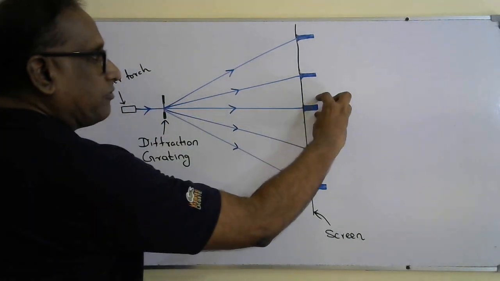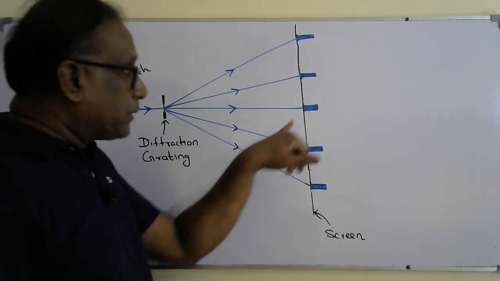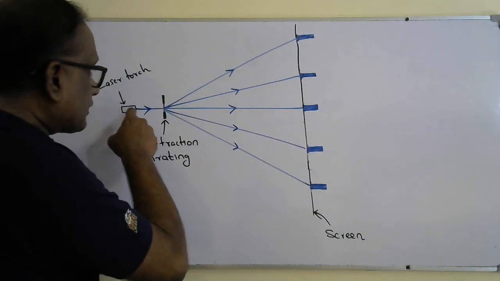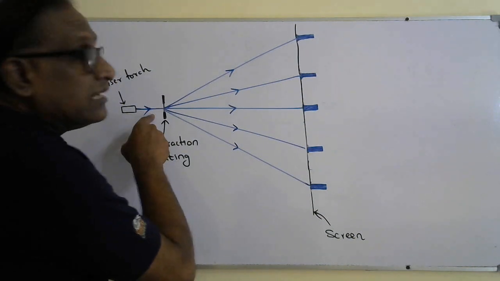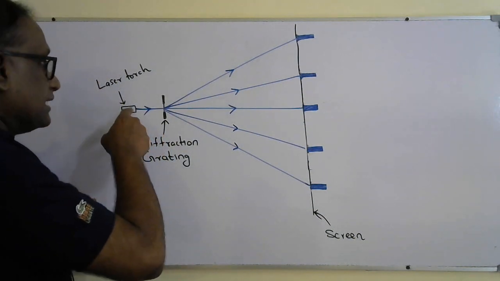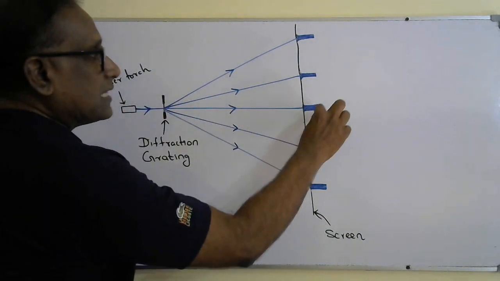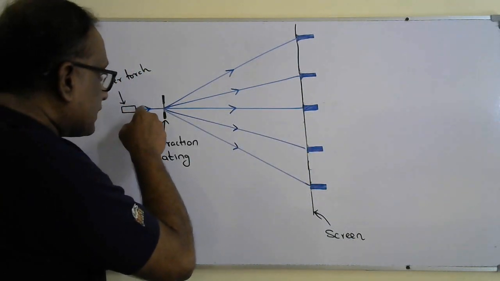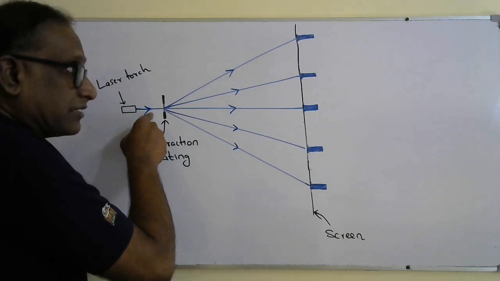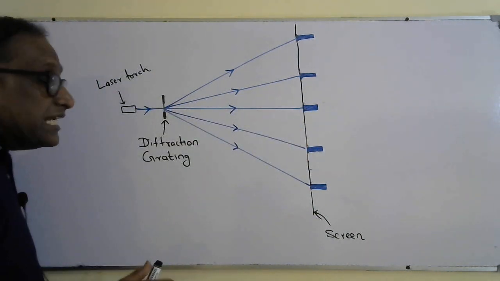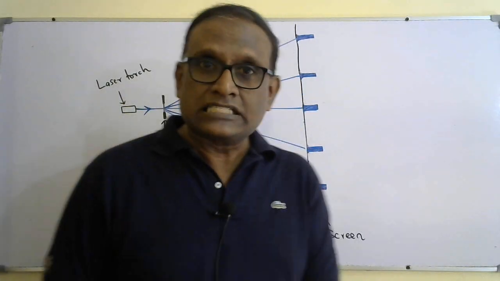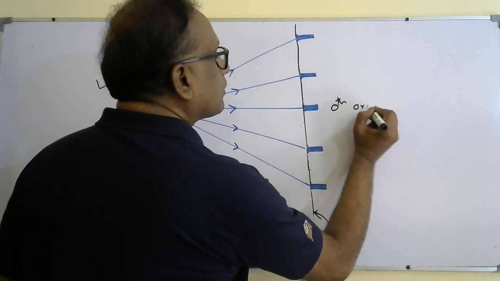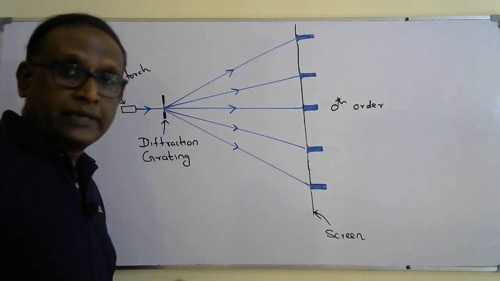There will be a bright band or bright fringe along the same line as the initial direction of the light ray. This bright fringe is formed along the same line as the initial ray. This is called 0th order. We don't call it central maximum. This is called 0th order bright fringe or bright band.